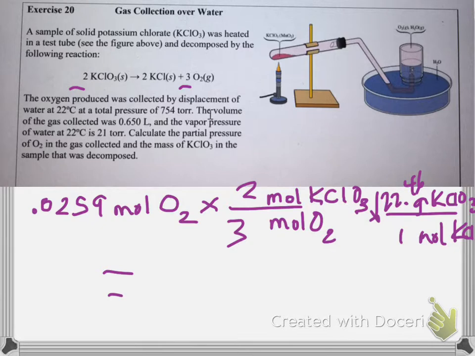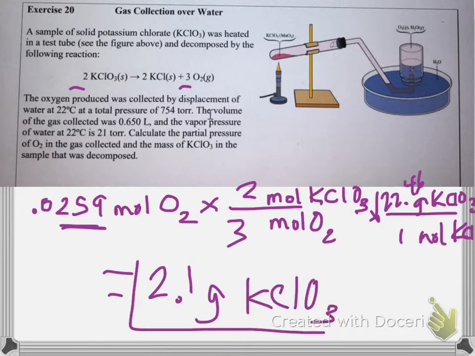So plug that into your calculator, and you should get about 2.1. There should be 3 significant figures, so I apologize. In my calculation, I just did 2. So you should get about 2.1 grams of potassium chlorate. And that is the end of that problem.